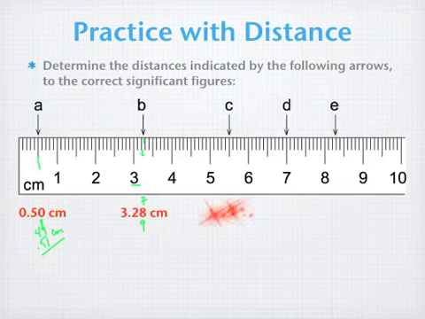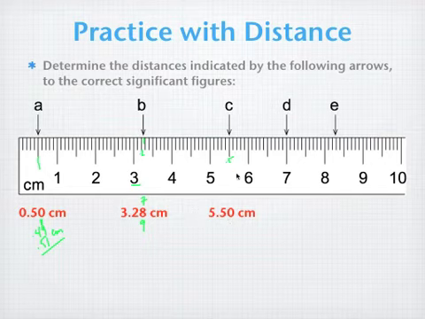For C, well, C looks like it's right on the 5.5 mark. Because it's right on that mark, and because we have markings to the 10th of a centimeter, we have to estimate that last digit. And so this is going to be a 5.50 reading, 3 significant figures. Anywhere between 5.49 and 5.51 is also an appropriate reading.